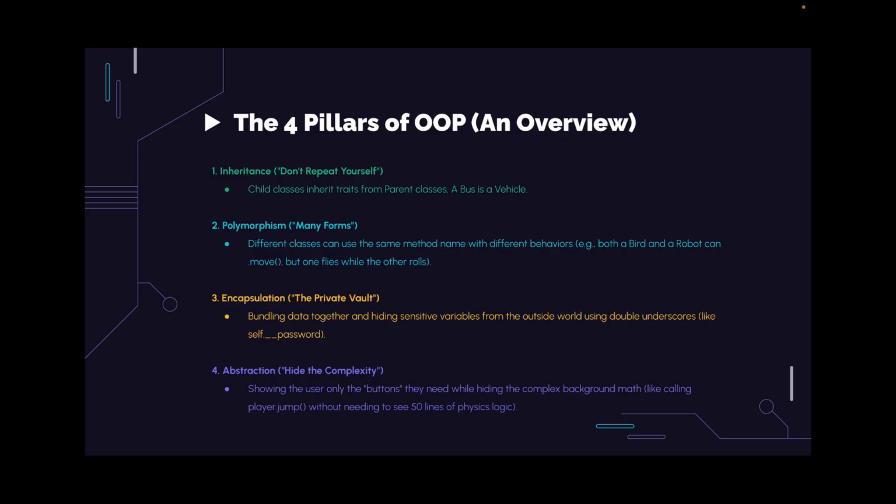So what this does is it shows the user only the buttons they need to press while hiding the complex background math. Like, for example, if we wanted to call player.jump, we could write a function for jumping. And every time we wanted to jump, we wouldn't need to copy paste 50 lines of physics logic. All we would need to do is call player.jump. And this would encompass all the functionality of that 50 lines without actually writing out the logic.